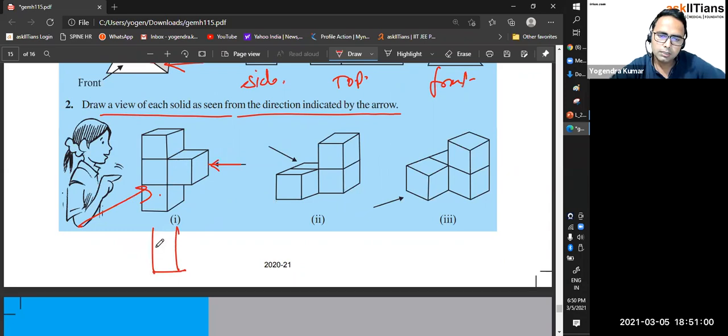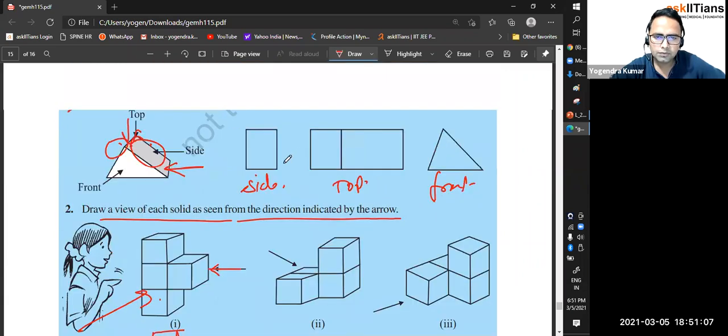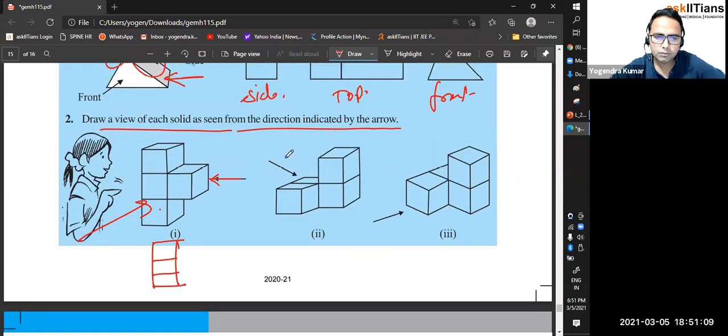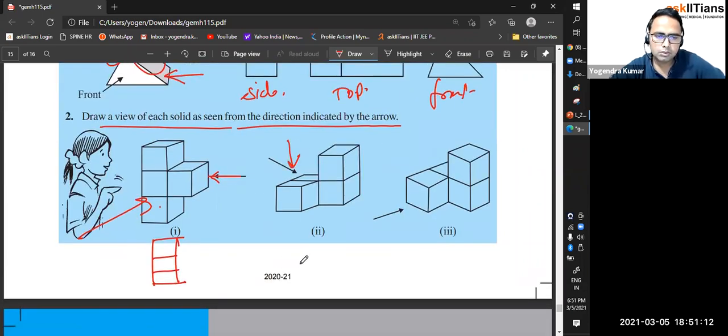Can I say just like this? Like this it will look. From, okay, what is this, by the way? It is top view. Is it indicated as top view? I think, yeah, top view. So this will be like what?